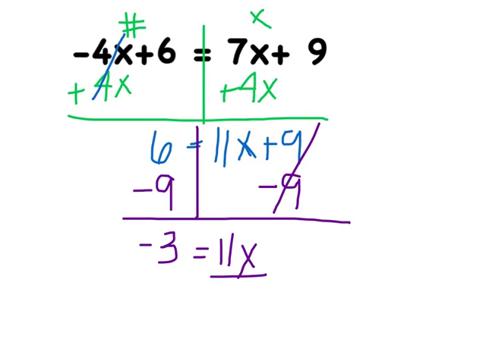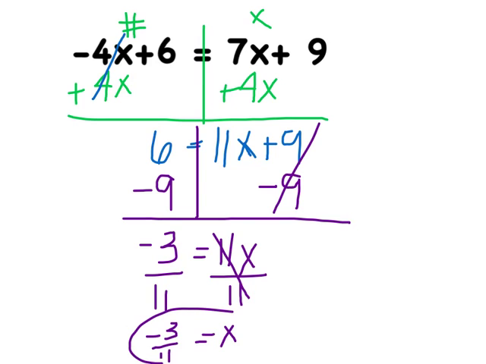Now we want to get rid of that 11, so we're going to divide both sides by 11. x equals negative 3 over 11. You can just keep that a fraction. When we're solving equations, you can keep things fractions. You do not have to make it a decimal unless it asks for a decimal. Most of the time you can just keep it as a fraction as long as it's simplified.